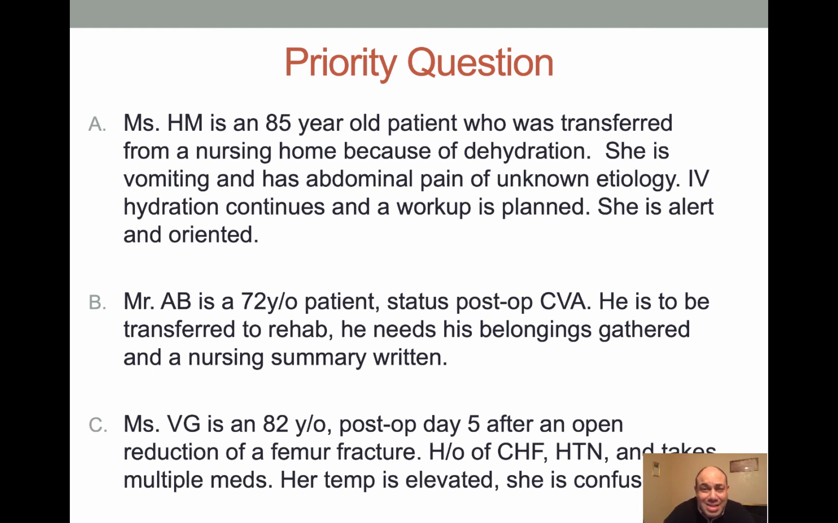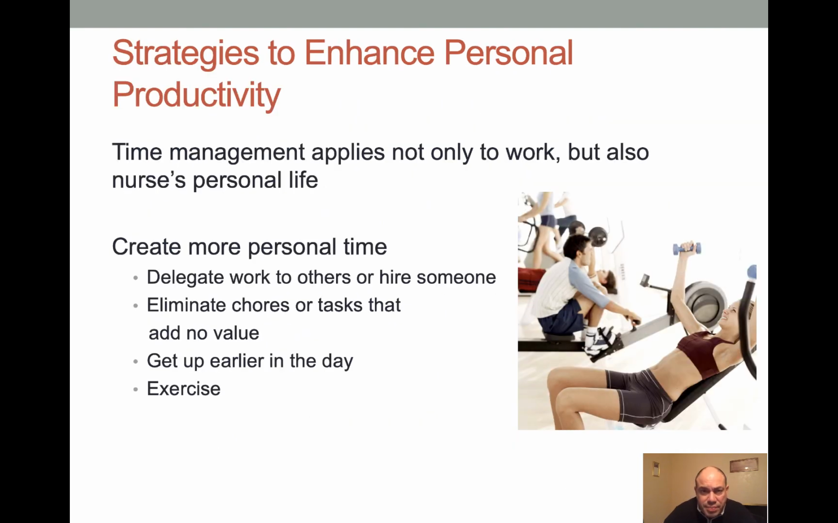The reason why it's not A is because the patient's alert and oriented. So everything is okay for the moment. Mr. AB needs a nursing summary written. Yeah, you'll get to that. But the real issue is going to be the safety piece. And that's where you've got Miss VG, whose temperature is elevated, she's confused. So you want to make that a priority.